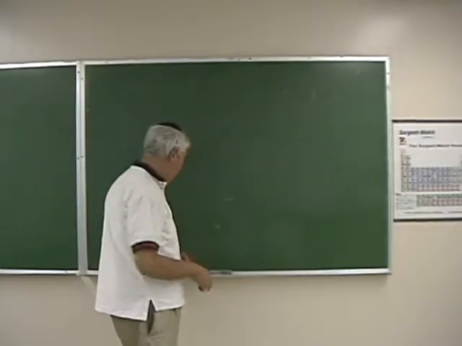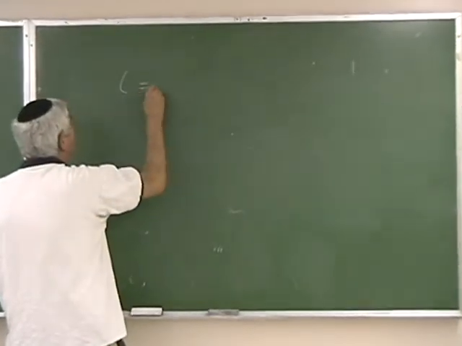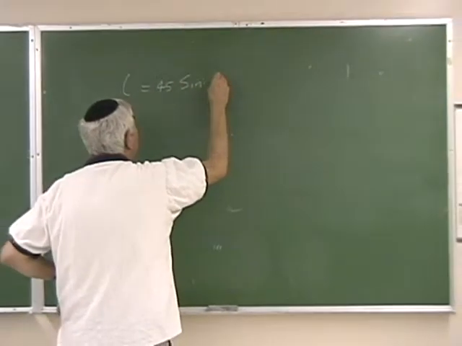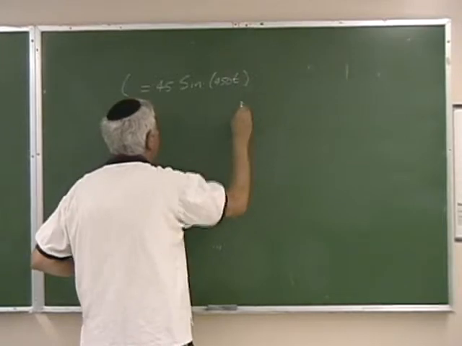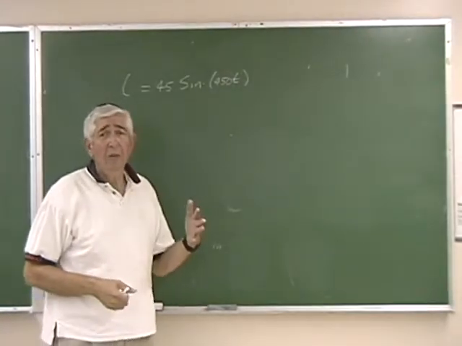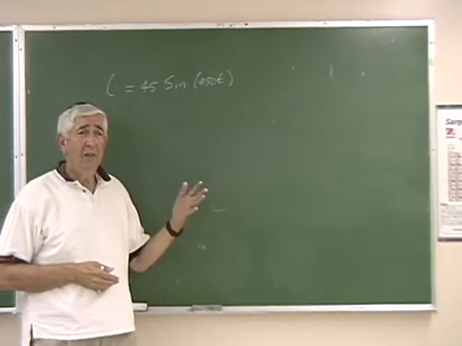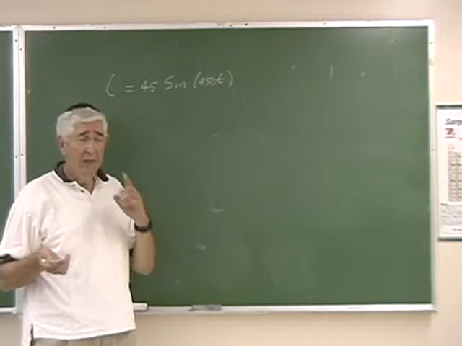Let's talk about a function. Let's say I have a current, and it's equal to 45 times the sine of 450t. And what I want to do is plot out this function. I want to describe what the amplitude is. I want to find what the period is and what the frequency is.